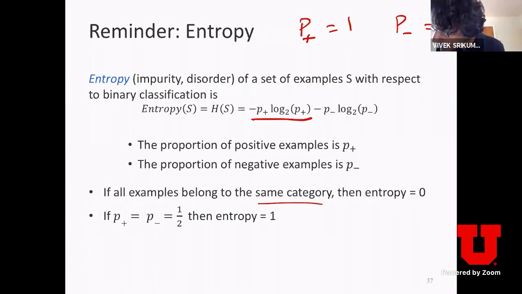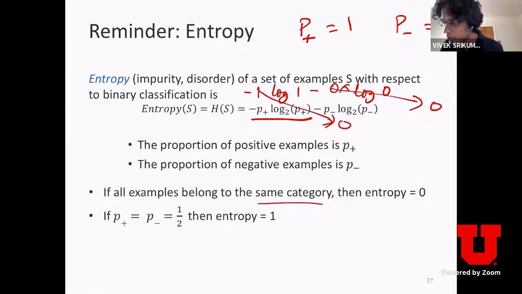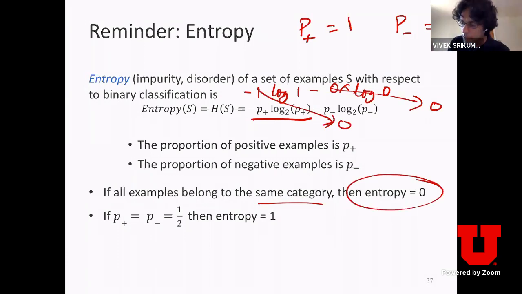So when P plus is 1 and P minus is 0, this becomes 1 times log 1 minus 0 times log 0. Now log 0 is not defined. 0 log 0 is an indeterminate form, and it is conventionally taken to have the value 0. Log 1 is 0, so this also takes the value 0. So the entropy is 0 when all examples belong to the same category.